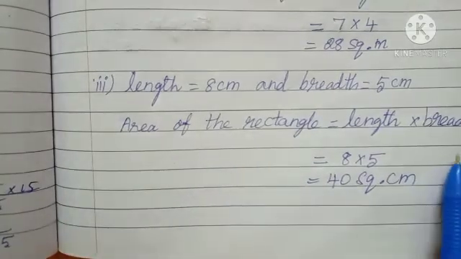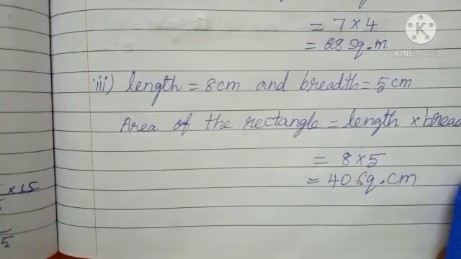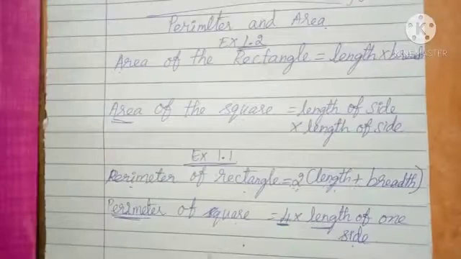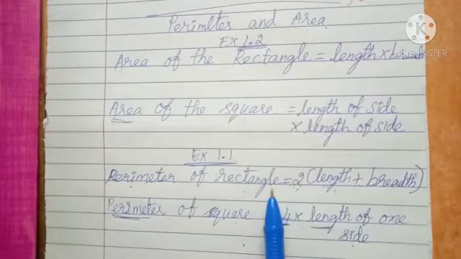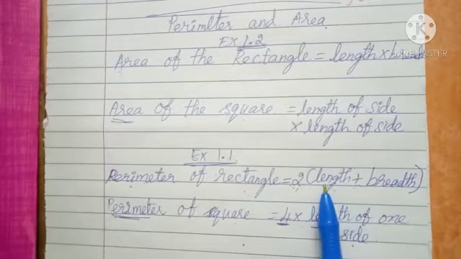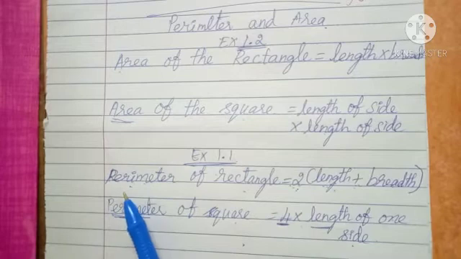Okay children, you understand now. But before that, you learn this exercise, 1.1, which is perimeter. In exercise number 1.1, use the formula perimeter of rectangle. So first you learn thoroughly these two kinds of formula, the perimeter formula and the area formula. These two formulas are used only in these two exercises, exercise number 1.1 and 1.2.